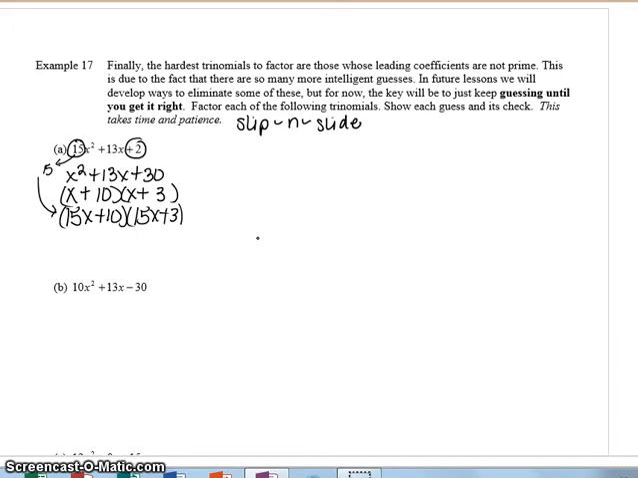Example 22. Again, I'm using slip and slide method. So what I'm going to do is I'm going to factor out. Actually, you can't. So this is just slip and slide because 6, 13, and 6 have no common factors because of that 13. So I'm just going to slip and slide it. So it becomes x squared minus 13x, and 6 times 6 is plus 36.